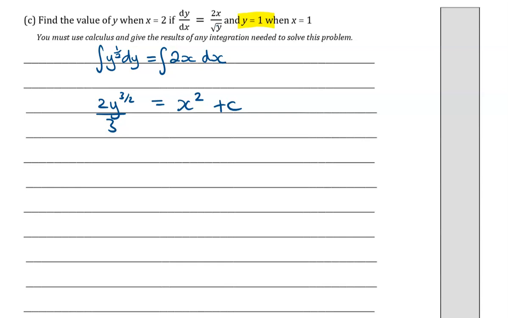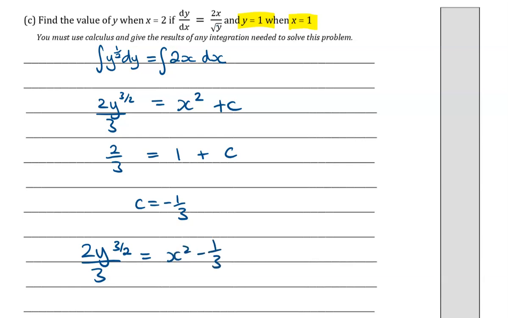Then we can use y equals 1 when x equals 1, so pop that in here and we'll get 2/3 is equal to 1 plus c. So c is equal to minus 1/3, and we get 2 over 3 y to the 3 over 2 is equal to x squared minus 1/3.